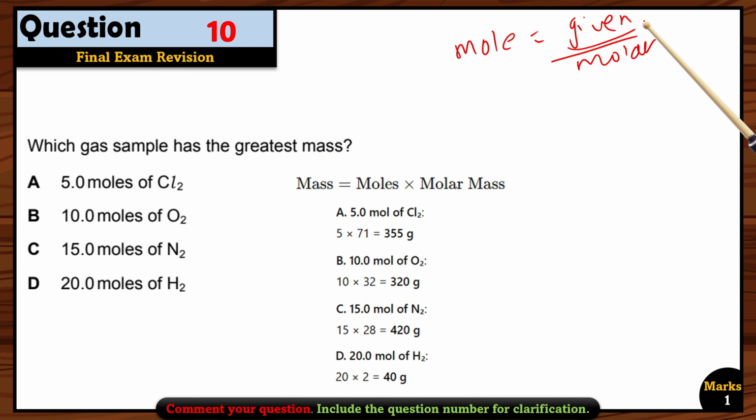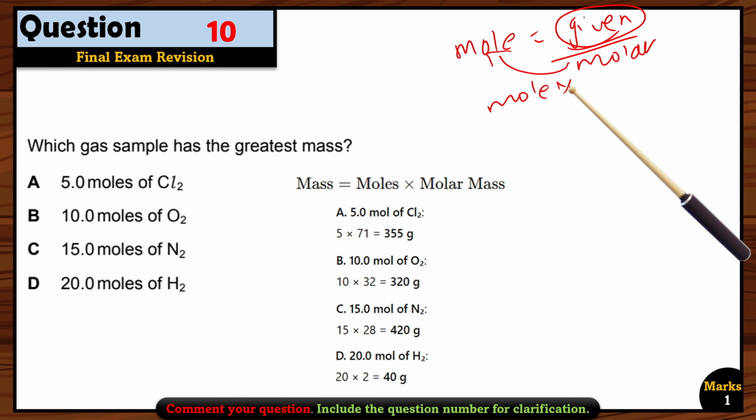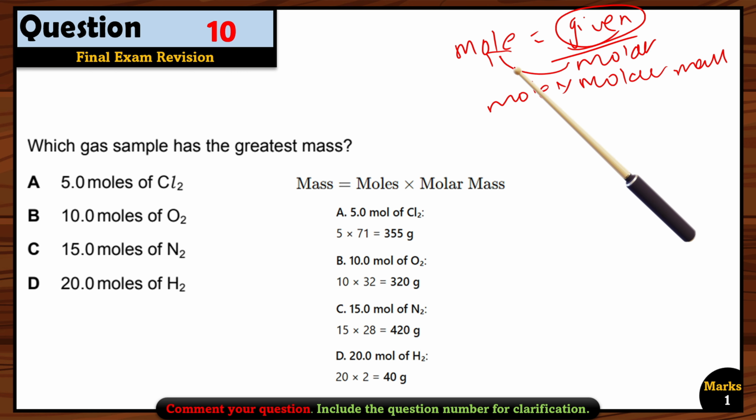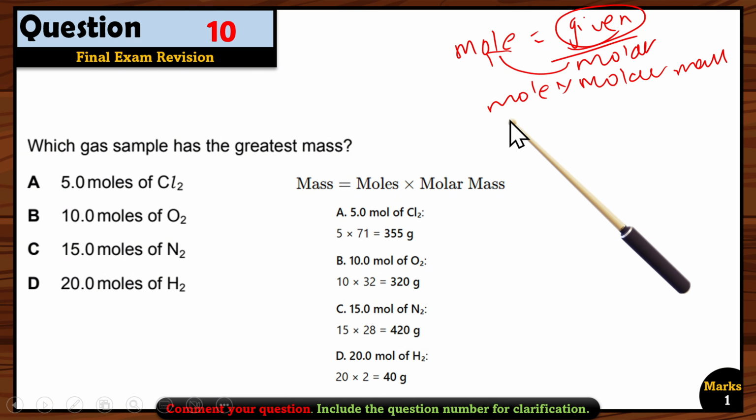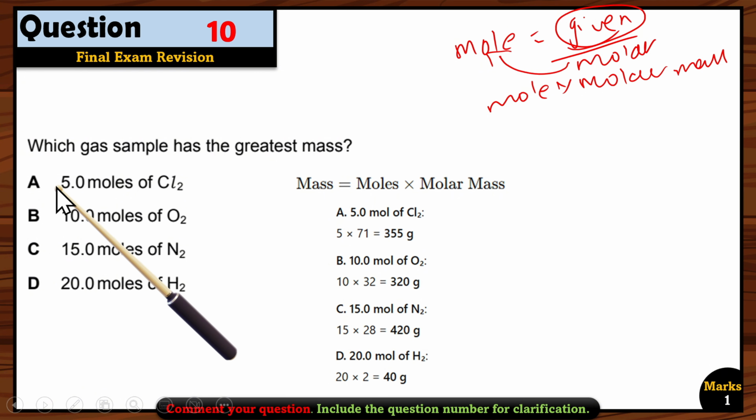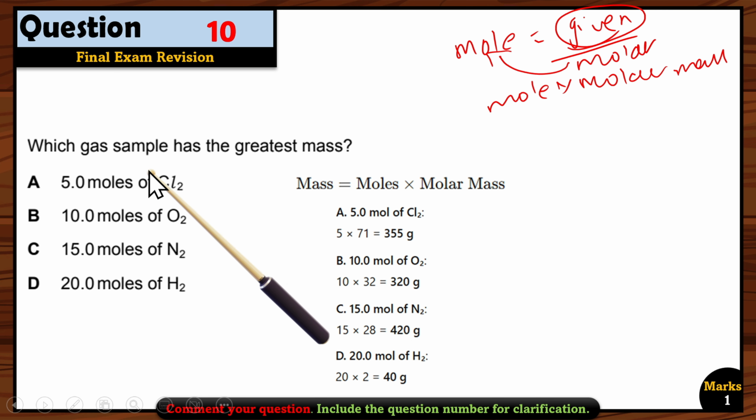So now here you have to find the given mass, right? So what will you do? You will just multiply mole with the molar mass. That's simple. So you will just rearrange this equation, and then you will see that mole into molar mass is equal to given mass. So now let's see one by one how we can calculate 5 moles of Cl2. So what is the mass of Cl2?